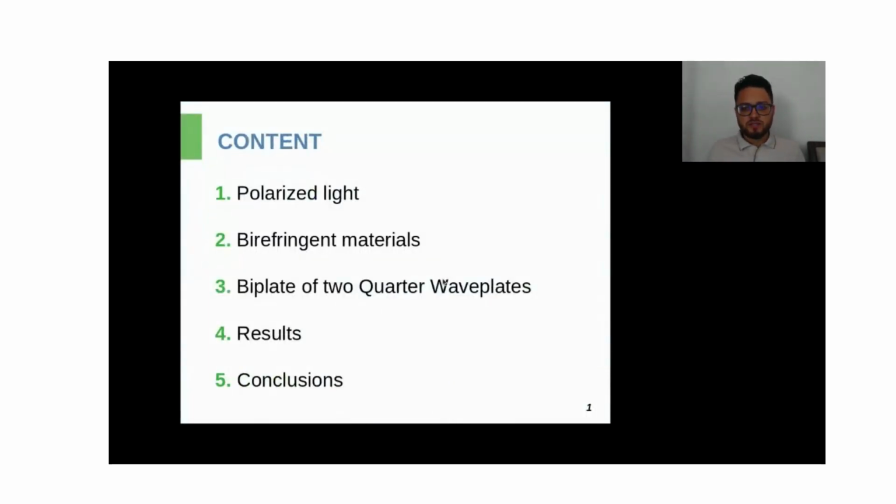This is the content of my presentation. I have 5 parts. First of all, I'm going to introduce the topic, that is polarized light. The second part is birefringent materials, a kind of materials that we could use to change the polarization state. The third part is the system that I study, a biplate of two quarter wave plates. Then the experimental and theoretical results, and finally the conclusions.